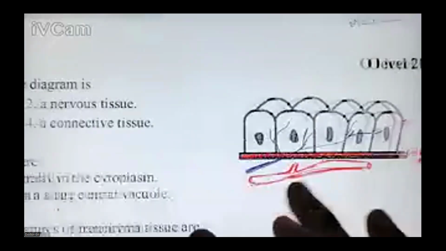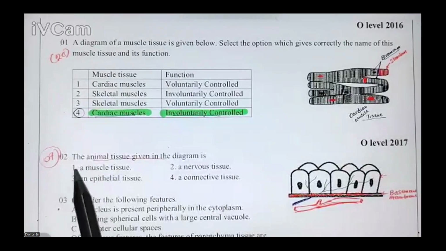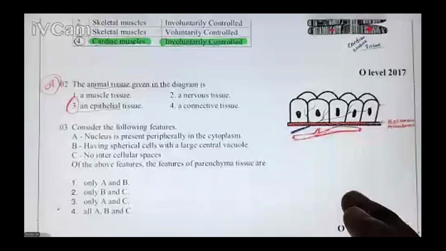Okay, right. Now what is this? This is epithelial tissue, right? So the answer is here, answer 3, right? Then we will go to the next part.